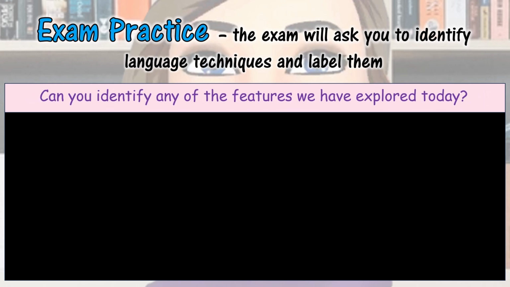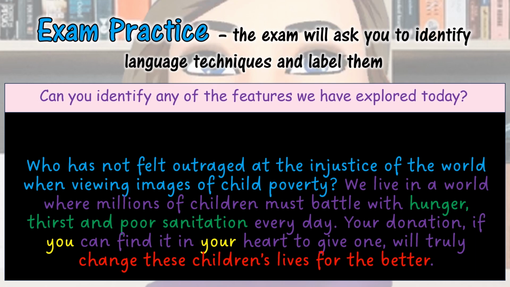Let's look at the answers. Here is the text again, but I have changed the colour of the words where I have identified the language techniques. Who has not felt outraged at the injustice of the world when viewing images of child poverty? We have a rhetorical question and the clue is in the question mark. Then we have children must battle with hunger, thirst and poor sanitation. That's an example of rule of 3 or triple, whatever you prefer to call it.